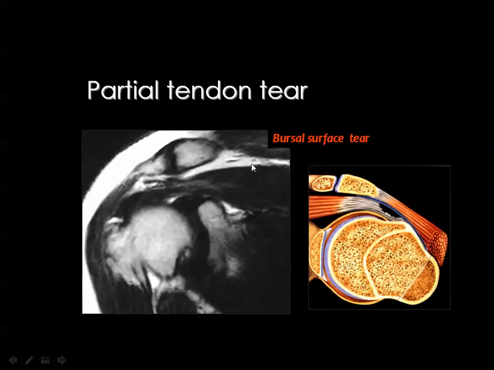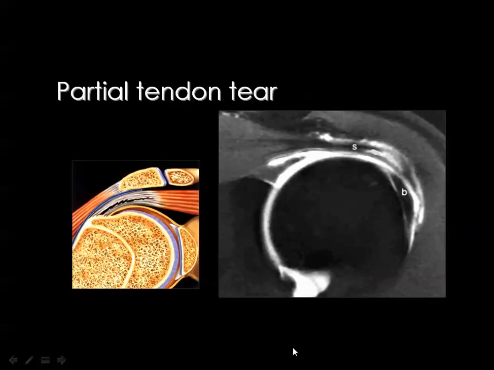And look in this example, this is the acromioclavicular joint. This is the supraspinatus muscle and the tendon. The inferior fibers are intact, reaching the greater tuberosity. The superior fibers are disrupted here with fluid signal, diagnostic of partial bursal surface tear.